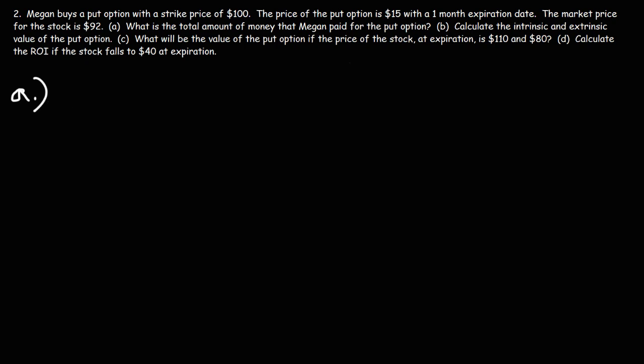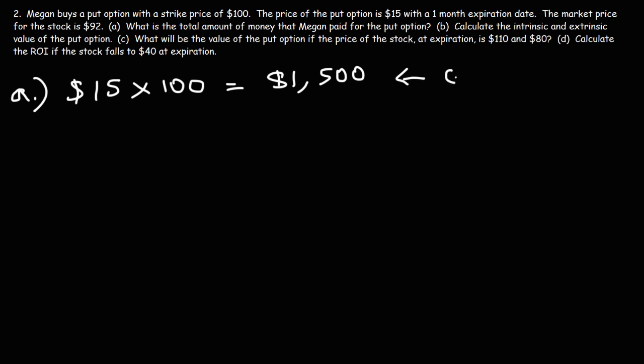Well, the answer is not $15 because remember, one option contract controls 100 shares. So it's going to be $15 times the 100 shares that the option contract controls. And so the total amount of money that she paid for this contract is $1,500. So that is her COI, the cost of investment. Now what about part B?